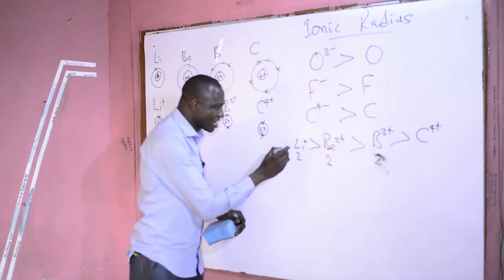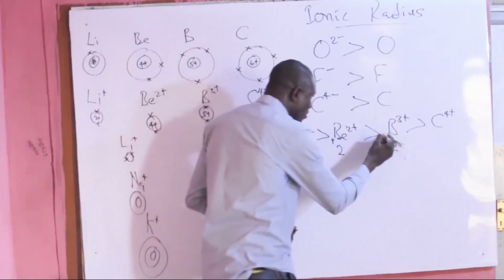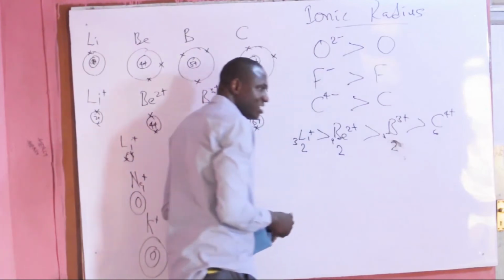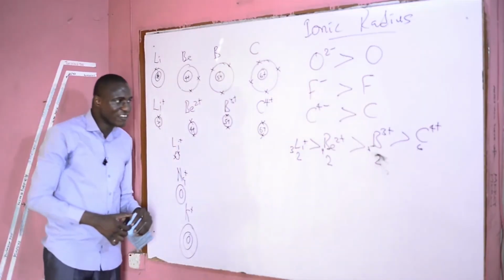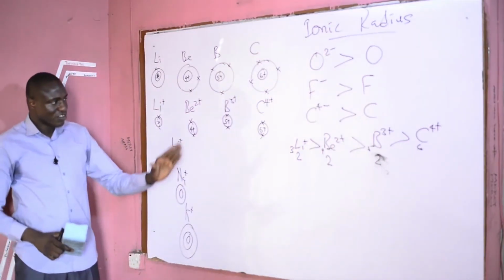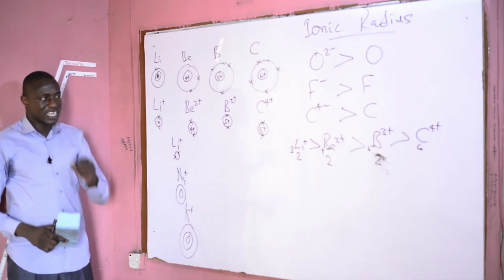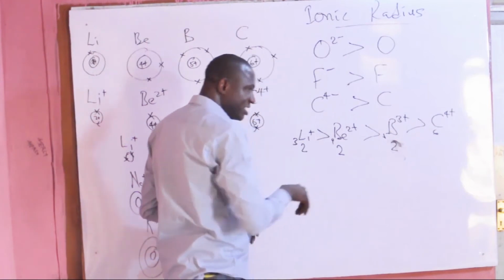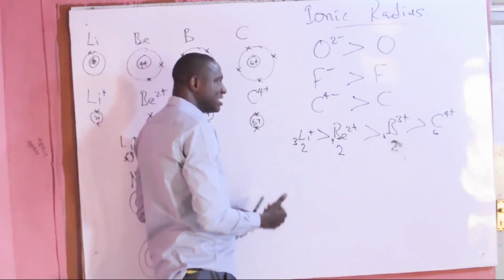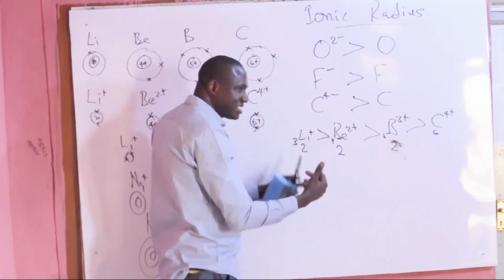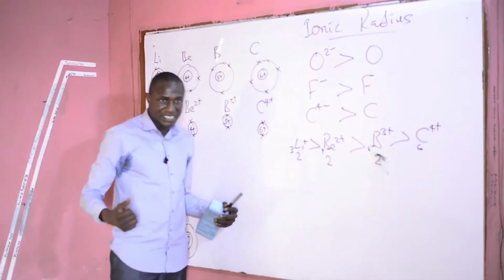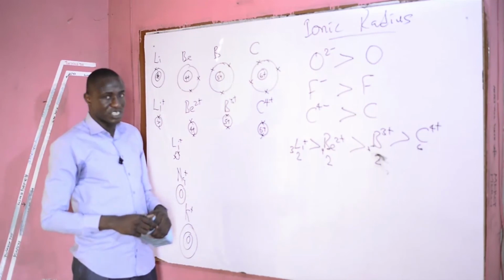So here you can see atomic number 3, 4, 5, 6. As the atomic number increases, the size of the ion tends to decrease. So cations, their sizes are a function of atomic number as well as their charge. The same thing is applicable to anions, but in a reverse manner. Anions, the higher the charge in terms of negative charges, the bigger the size. And that is also a function of the atomic number.